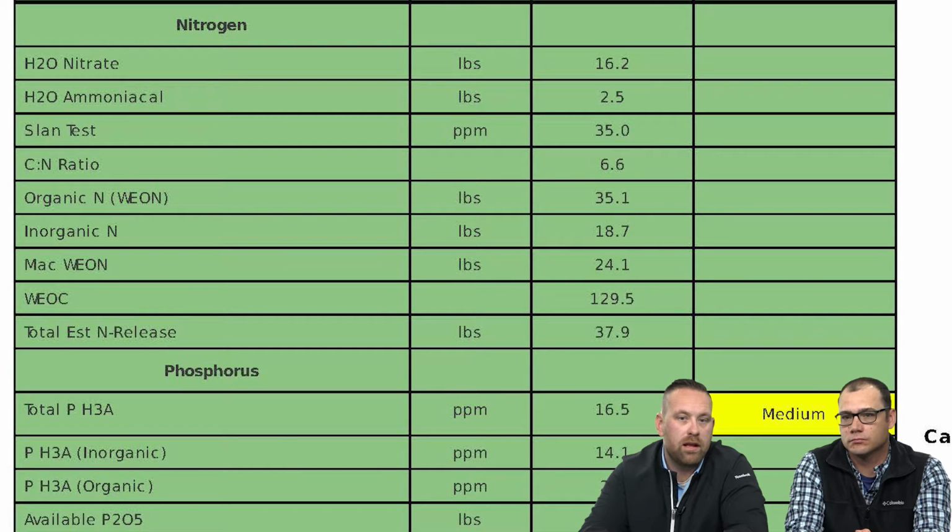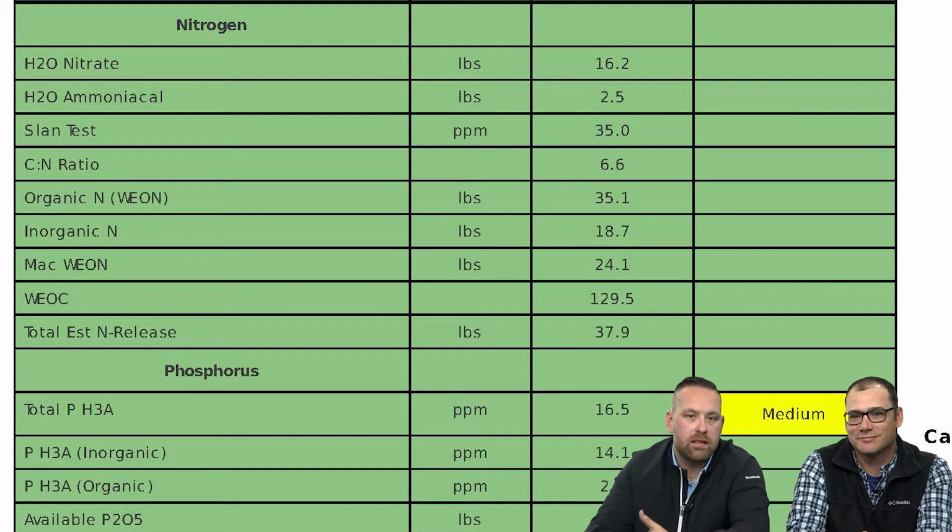SLAN is slow labile amino nitrogen. What that is, that's a biological function or form of nitrogen. So it's already in a protein form. It's an amino acid. There's no conversion necessary.